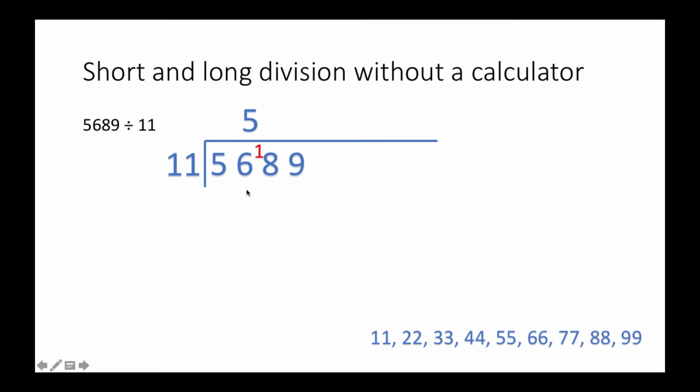So there's 1 remainder. Okay. And then I'm going to think, how many 11s can I put into 18? Well, that's only 1. And so I need to put that there. Now the difference between 11 and 18, because we can only fit 1 in, is 7. So from 11 up to 18 is 7.